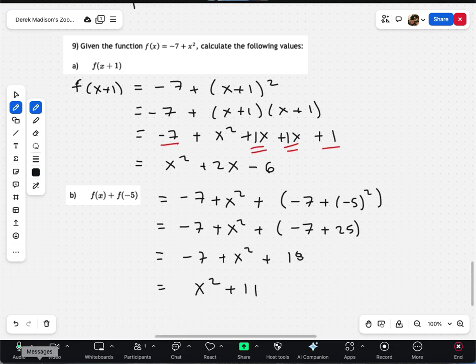And that's it for this section. We'll see some more function notation in the next section.